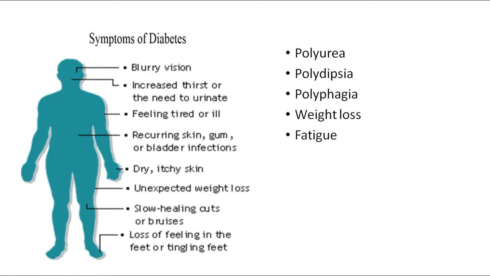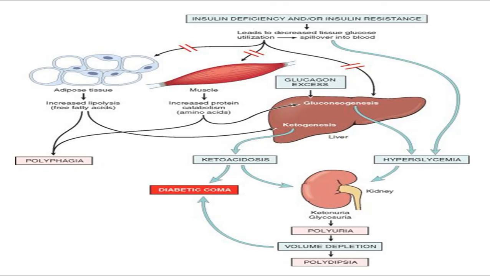These are the symptoms that we will discuss in the next lecture, the major symptoms of diabetes: polyuria, polydipsia, polyphagia, weight loss, and fatigue. This diagram also explains how insulin deficiency and insulin resistance lead to why polyuria, polyphagia, or polydipsia occur.